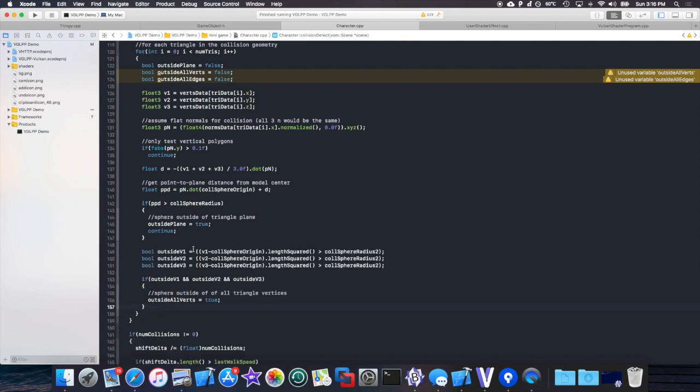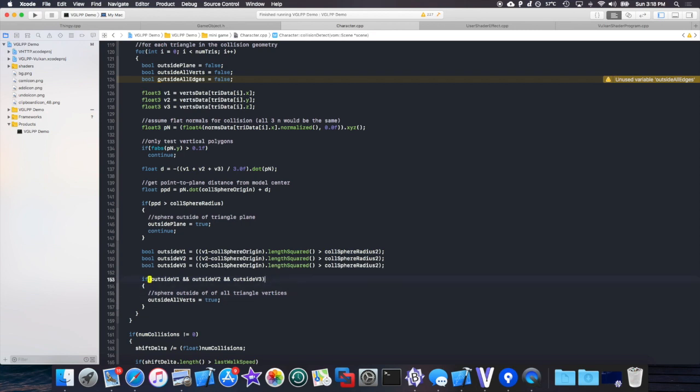So that one's actually not too bad. We know for the given test of the three vertices of the triangle, if the distance between the vertex and the origin of the sphere is greater than the radius of the sphere, then that vertex lies outside of the sphere. In the case where I want to be efficient, I will square both sides of the equation to avoid a square root, meaning if the squared length of the difference is greater than the radius squared, then we know we are outside.